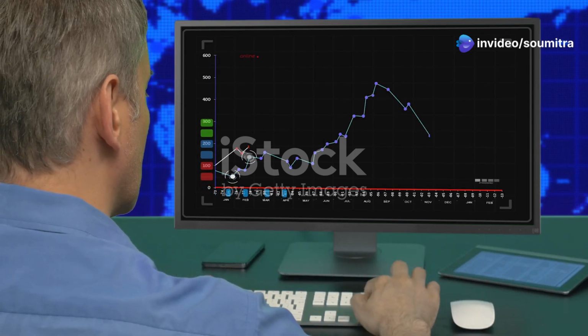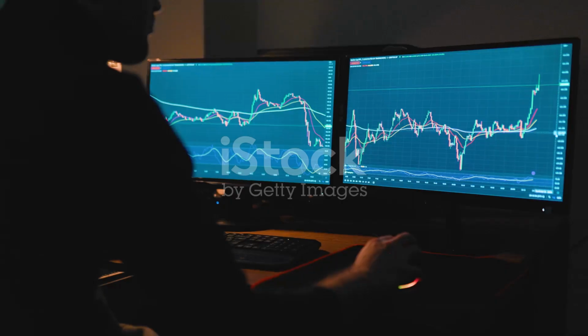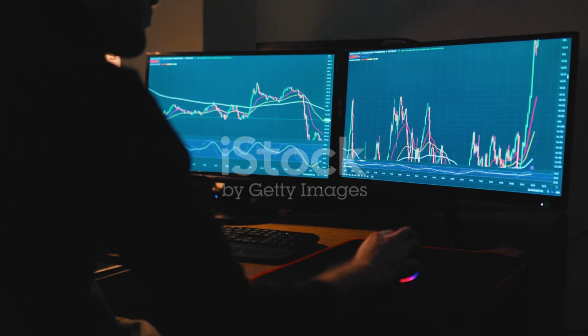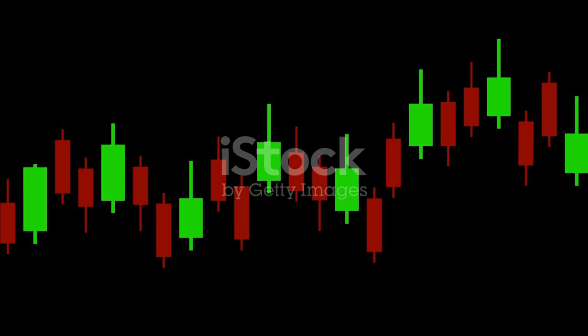The first step to trading the inside bar is to identify the market context. This pattern works best in two specific scenarios. The first is a trending market. Look for a clear uptrend, a series of higher highs and higher lows, or a clear downtrend with lower lows and lower highs. In an uptrend, an inside bar suggests a brief pause before the price continues to climb higher.